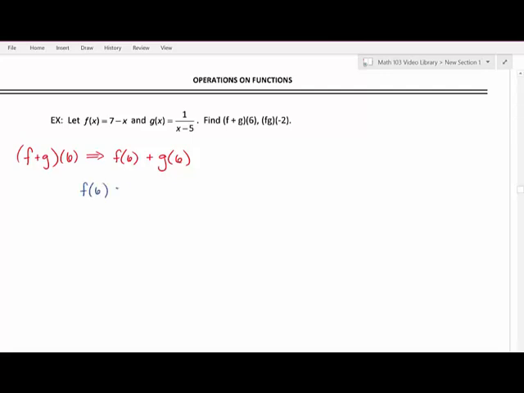So to find f of 6, I'm just plugging 6 in. 7 minus 6 is 1. And now I'll find g of 6. So plugging 6 in, I'm going to get 1 over 6 minus 5. It's 1 over 1, which is 1. f of 6 is 1. g of 6 is also 1. So f of 6 plus g of 6 is going to be equal to 2.